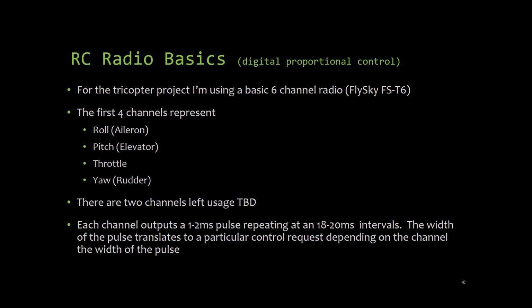But the basics of an RC radio are, for each channel, it puts out a 1 to 2 millisecond pulse at a repeating interval of 18 to 20 milliseconds. And the pulse encodes the control output. So the width of a pulse translates to a particular control request, depending on the channel and the width of the pulse.